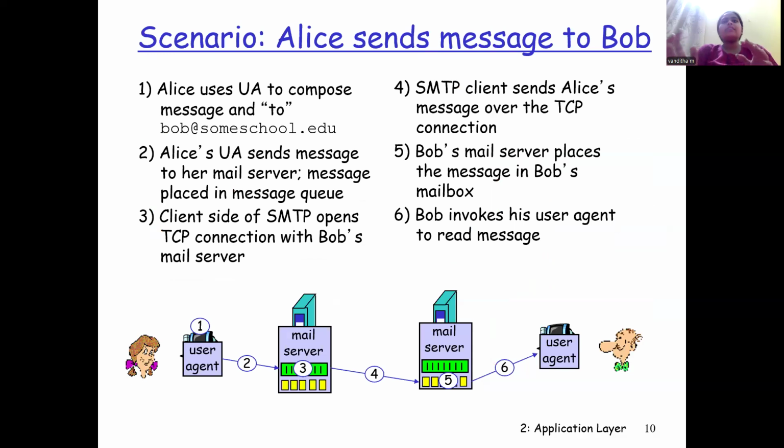Scenario: Alice sends a message to Bob. Alice uses her UA to compose a message to Bob at school.edu. Alice's UA sends the message to her mail server. The message is placed in the message queue. The client side of SMTP opens a TCP connection with Bob's mail server. The SMTP client sends Alice's message over the TCP connection. Bob's mail server places the message in Bob's mailbox. Bob invokes his user agent to read the message.